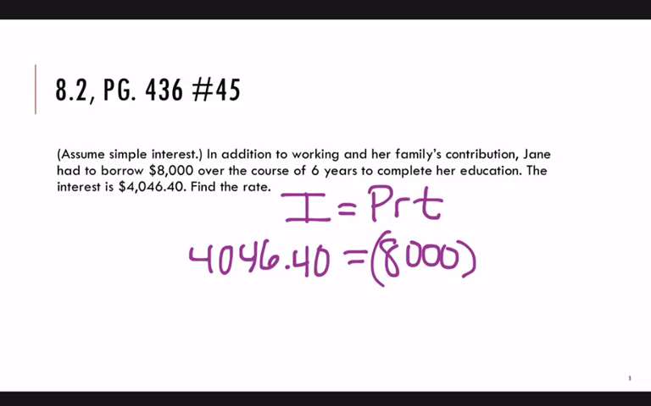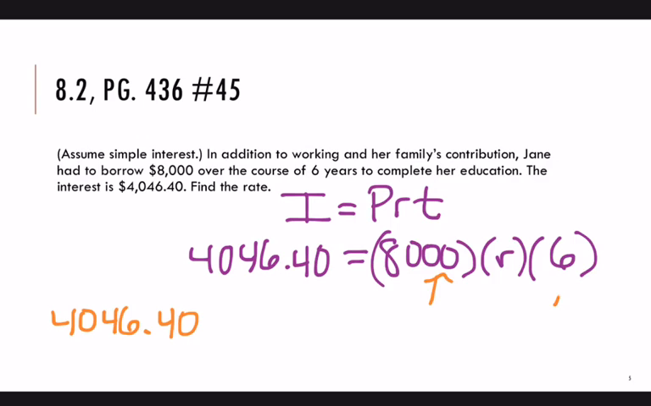Okay, the starting amount of that loan. We don't know the rate. And then we need the time, 6 years. All right, so in your calculator, you need to divide the interest number by both of these numbers to get R by itself. Okay, so divide by 8,000, also divide by 6. Okay, you can enter it in just like that.